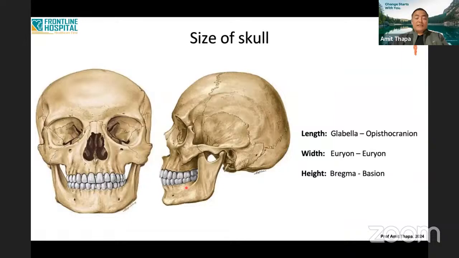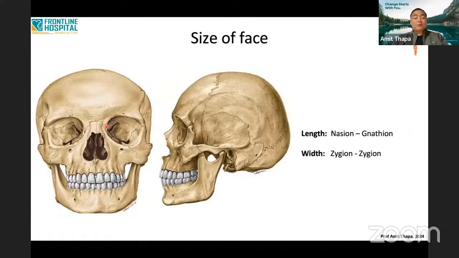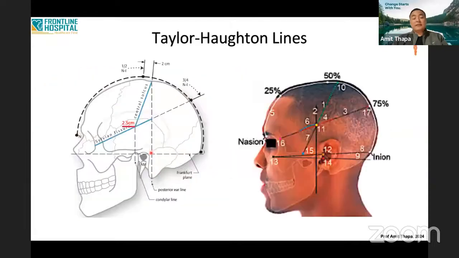Now, when we talk about the size of the skull, the length of the skull is identified by the gap between the glabella and the opisthocranion, whereas the width is between the euryon and the euryon on the other side, and the height is from the bregma to the basion. Similarly, over the face, the height is from the nasion to the gnathion, and the width is taken from the zygion to the zygion on the other side.